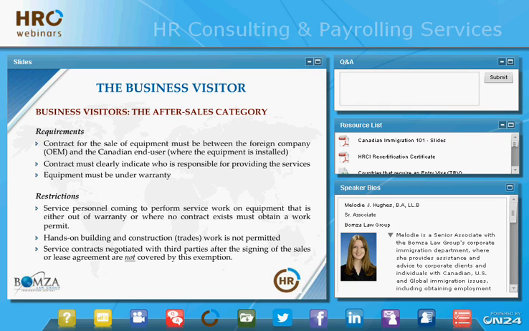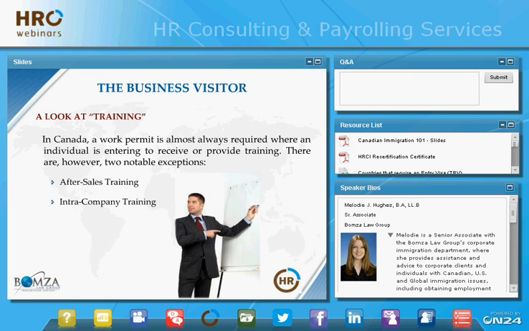Another very common business visitor category is training. Now in Canada, we have very strict rules when it comes to providing training. Whenever an individual is coming into Canada to provide training services, a work permit is required because training is considered to be a service, and as such, it's an entry into the labor market. There are, however, 2 notable exceptions, including after-sales training and intra-company training.